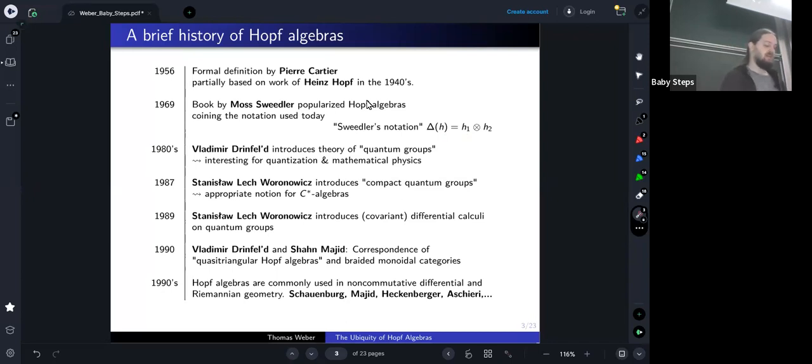Okay, next, coming to probably the giant of Hopf algebras and quantum groups is Vladimir Drinfeld, who introduced the theory of quantum groups. And this is not only interesting for mathematics, but also very interesting if you're thinking about quantizations and mathematical physics. In particular, it was Drinfeld who coined the name quantum groups. Absolutely, because Manin had this horrible idea of calling them pseudo groups.